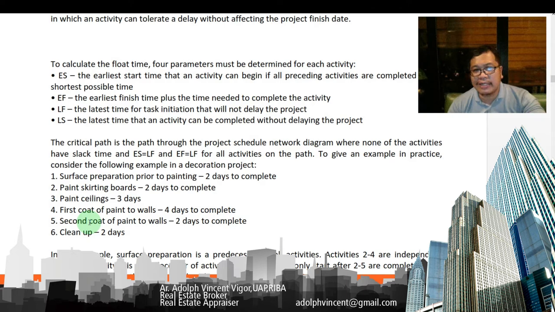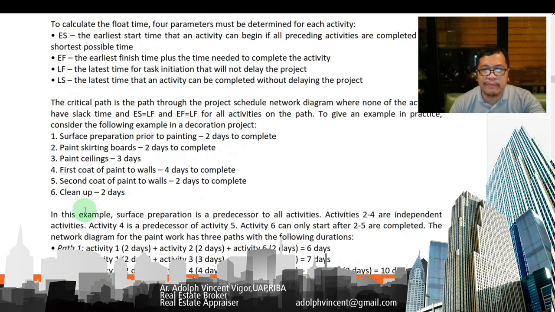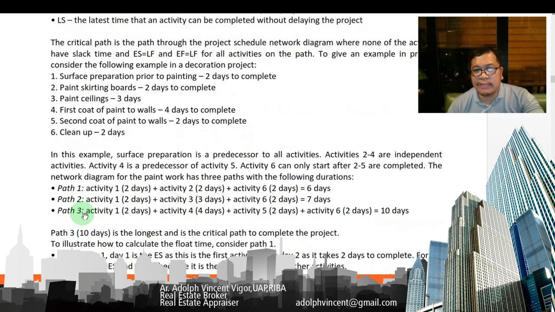So to give an example in practice, consider the following example in a decoration project. For example, surface preparation prior to painting. You have 2 days to complete. You have paint skirting boards, 2 days to complete. Paint ceilings, 3 days. First coat of paint to walls, 4 days to complete. Second coat of paint to walls, 2 days to complete. Then clean up, 2 days. So in this example, surface preparation is a predecessor to all activities. Activities 2 to 4 are independent. Activity 4 is a predecessor of activity 5. Activity 6 can only start after 2 to 5 are completed.